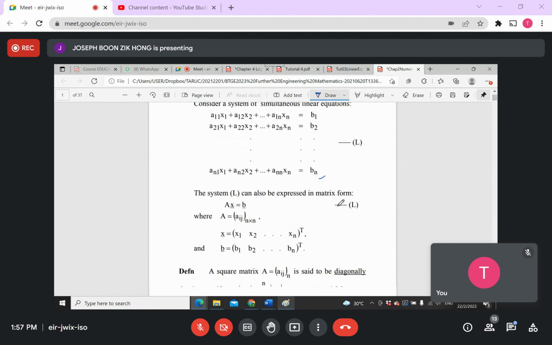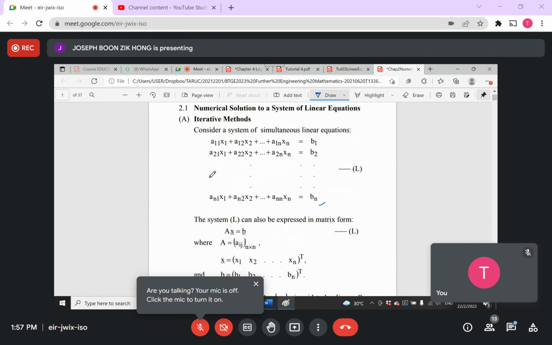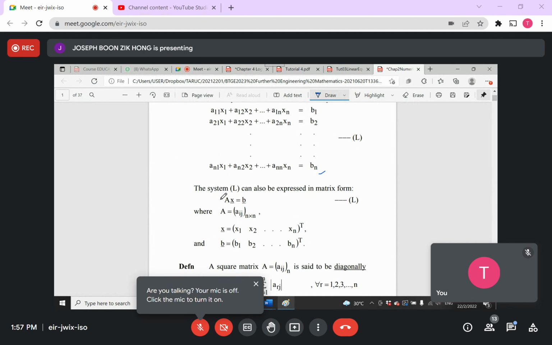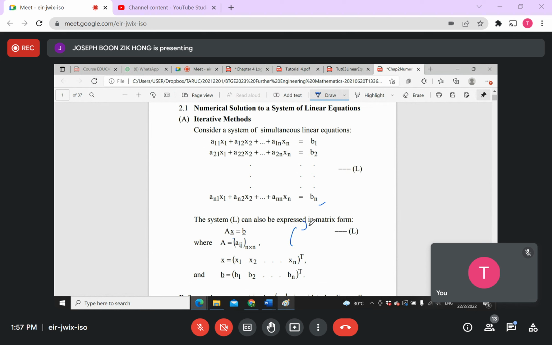So we also can express our system into the matrix form. That means we try to express it as Ax equal to b. What is your x? Your x will be x1, x2 until xn. And then what is your A? Your A will be a square matrix.